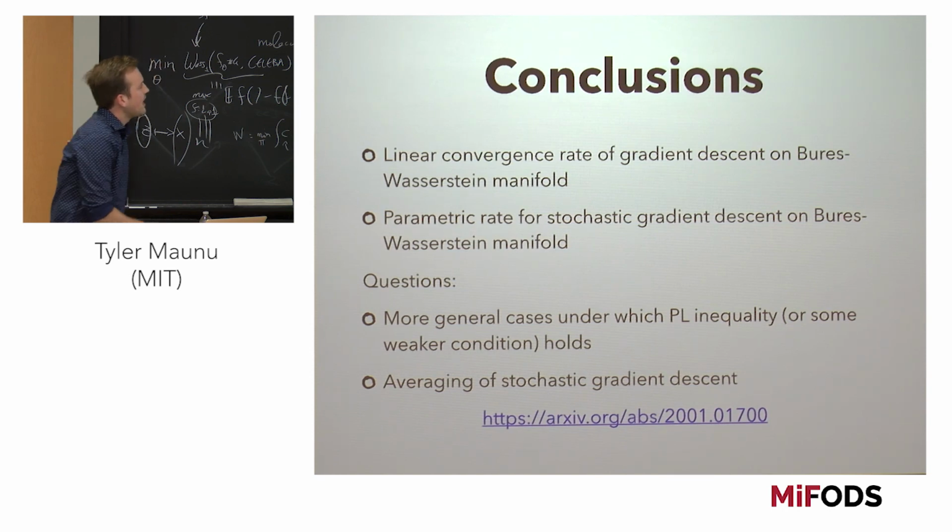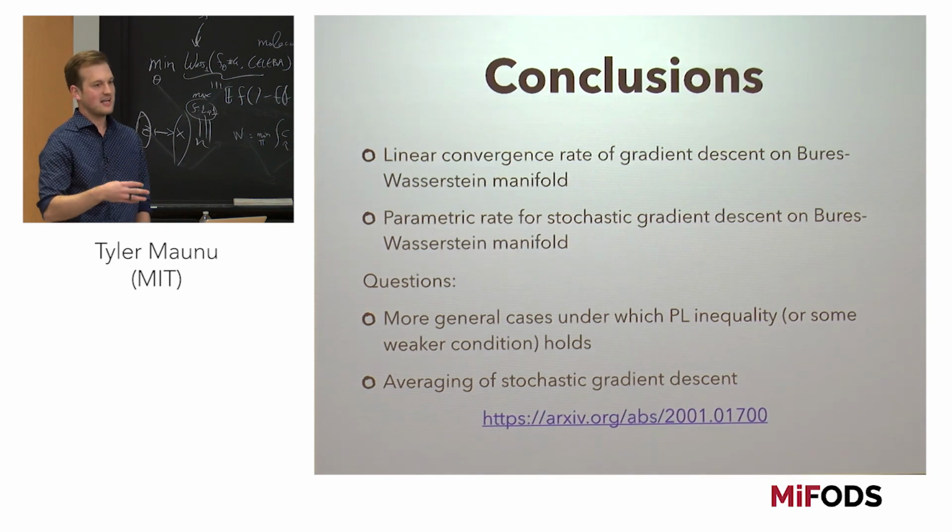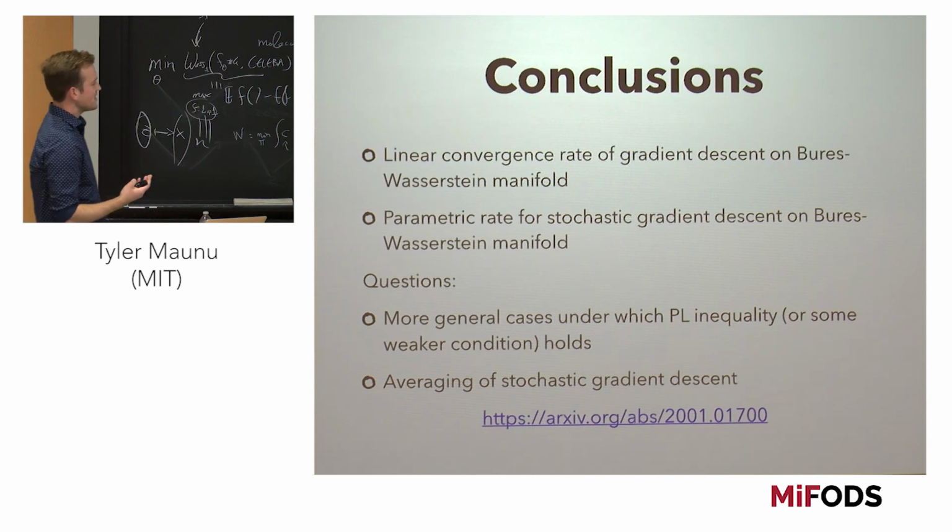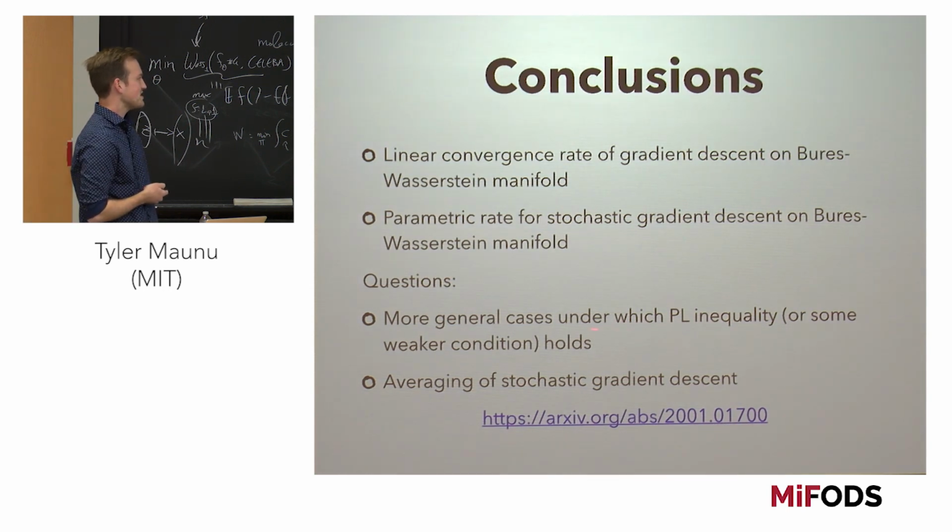To conclude, I've shown you that we can get linear convergence of gradient descent on the Bures-Wasserstein manifold. We also get a parametric rate for stochastic gradient descent. Both of these are in a non-convex setting, which is non-convex really due to the non-negative curvature of this manifold we're dealing with. The further questions from this work are: can we show this integrated PL inequality holds in some more general case on Wasserstein space? If so, then you get convergence of gradient descent and stochastic gradient descent in more general Wasserstein space. And the other question is averaging of stochastic gradient descent: can we prove that this achieves an optimal rate?